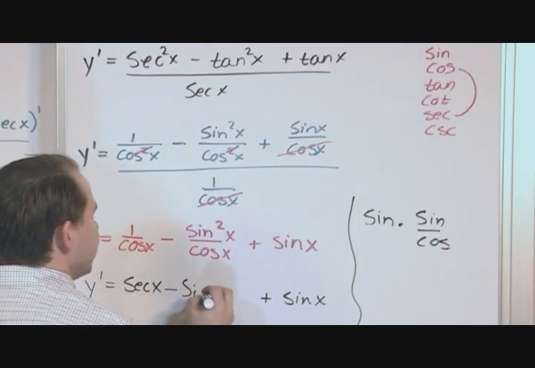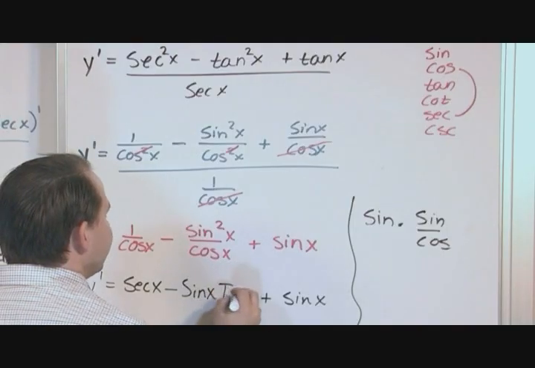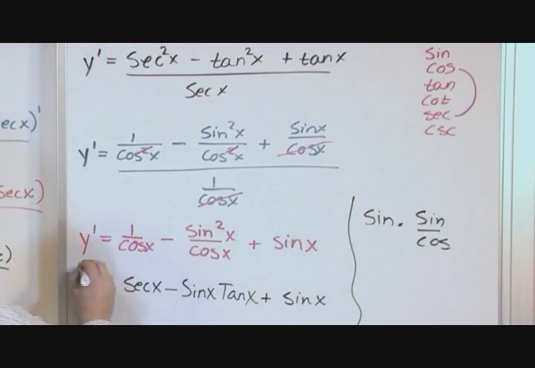And here we're going to have sine of x times tangent of x. And that's the answer. So what we're going to have is secant of x minus sine of x times tangent of x plus sine of x. So that's what we have.